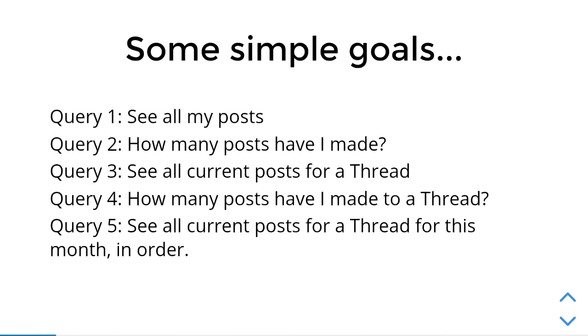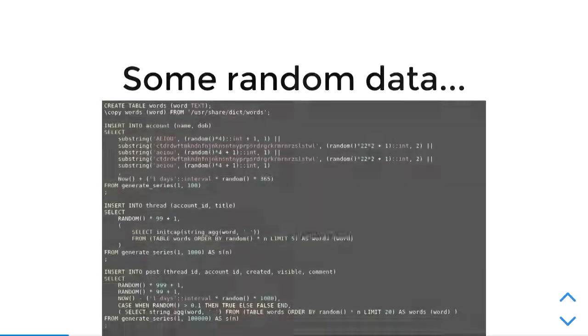We're going to go through a number of queries and try and optimize them and keep them efficient so that our users don't get annoyed and go somewhere else. The first query is: what are all my posts? The second is: how many posts have I actually made, because some people want to know how prolific they are. What are all the posts of the current thread? How many posts have I made on the current thread? So am I involved in this discussion? And also all the current posts for a thread for this month in order. So when you're reviewing a thread, look at it in the current order.